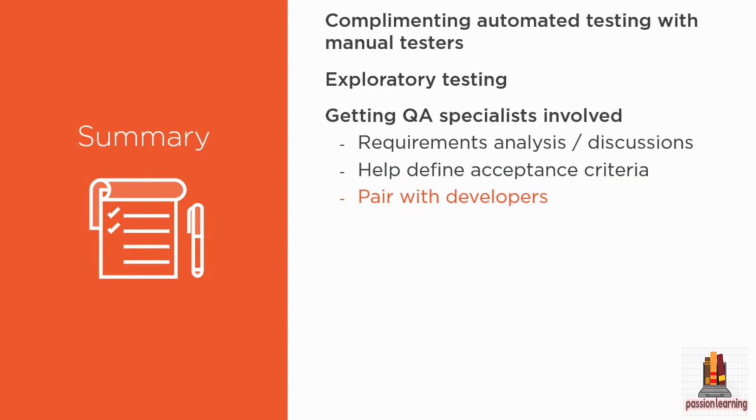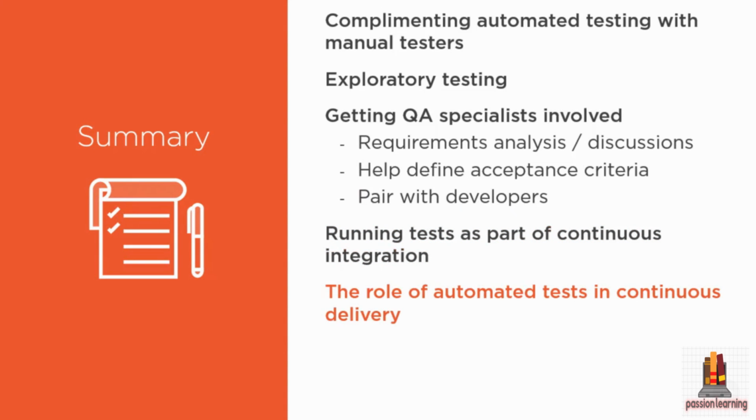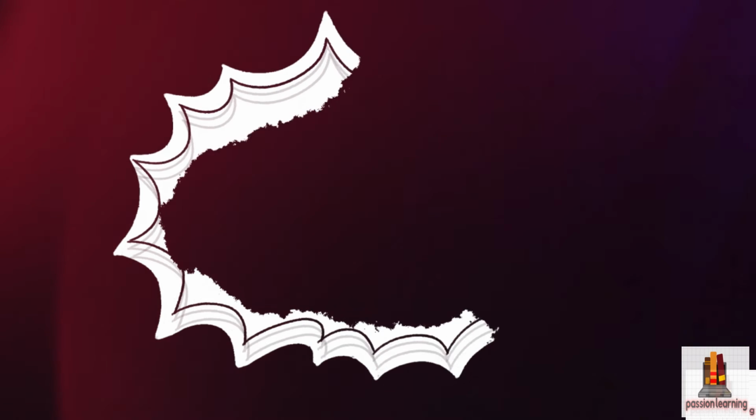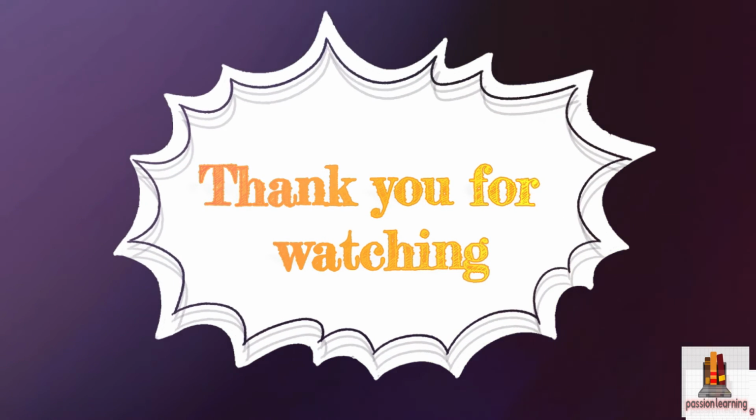They can also pair program with developers to help write automated tests. We learned that we can execute our automated tests as part of a continuous integration build, and how the automated tests in our continuous integration build are one of the things that enable continuous delivery. We got an overview of test-driven development and how it consists of 3 phases, and finally a brief overview of some advanced testing tools and techniques. So that also brings us to the end of this course.